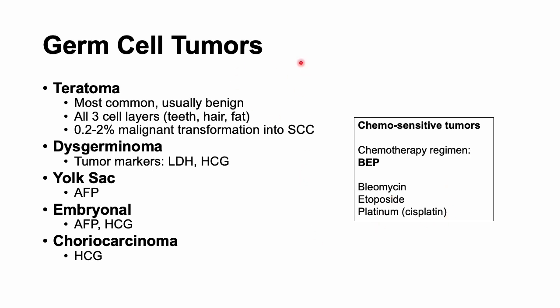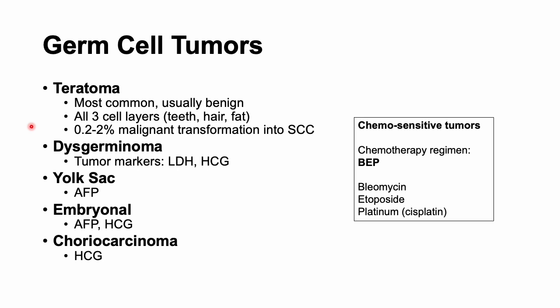Teratomas are your most common germ cell tumors. These are usually benign. They can include all 3 cell layers, teeth, hair, and fat. And the reason for removing teratomas, even when we consider that they could be benign, is that there's about 0.2 to 2% of malignant transformation into squamous cell carcinoma.